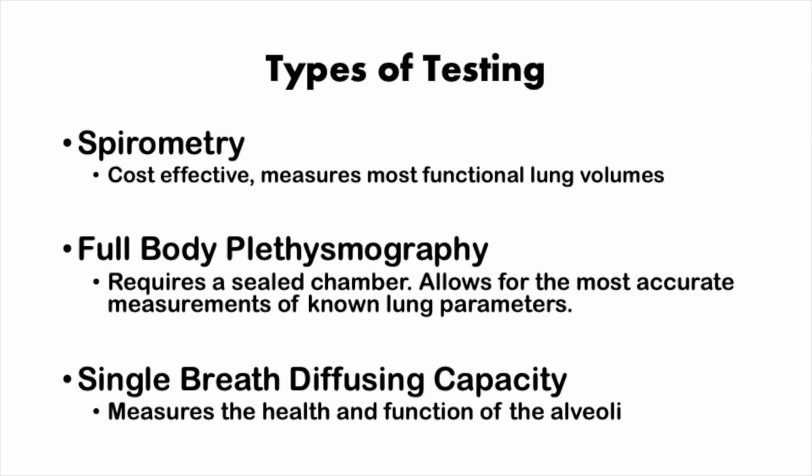Spirometry is the most cost-effective and measures most functional lung volumes and can be done in most office settings. Full-body plethysmography requires a sealed chamber, is more expensive, but allows for the most accurate measurements of known lung parameters. Single-breath diffusing capacity is a measurement of the health and function of the alveoli.